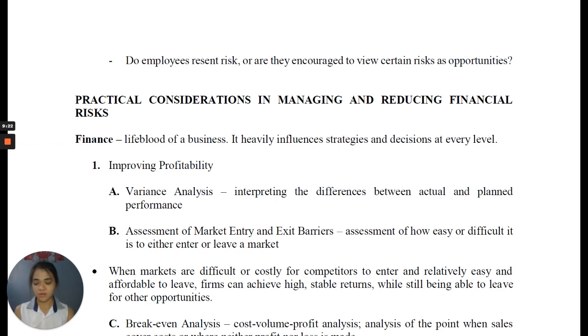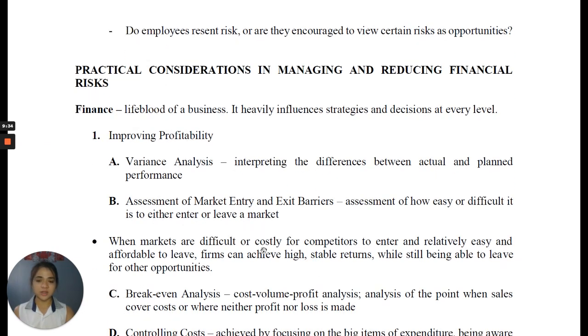of organizations. Assessment of market entry and exit barriers. Assessment of how easy or difficult it is to enter or leave a market. When markets are difficult or costly for competitors to enter and relatively easy and affordable to leave, then firms can achieve high, stable returns while still being able to leave for other opportunities.